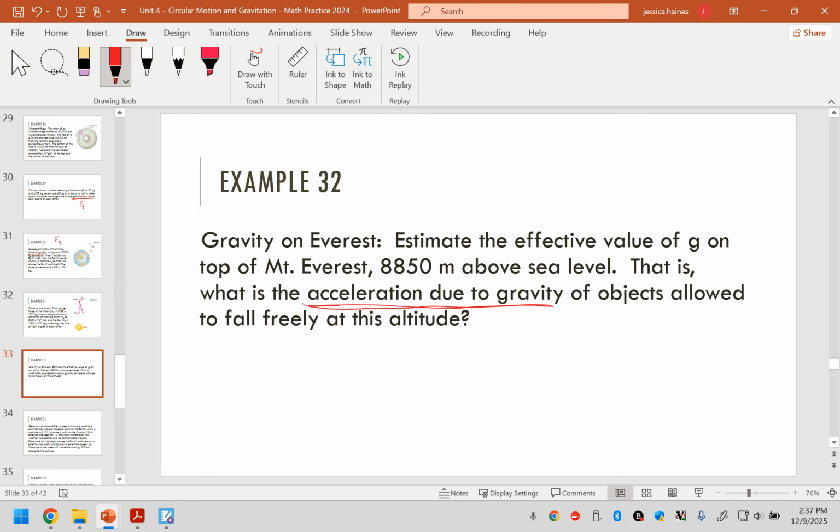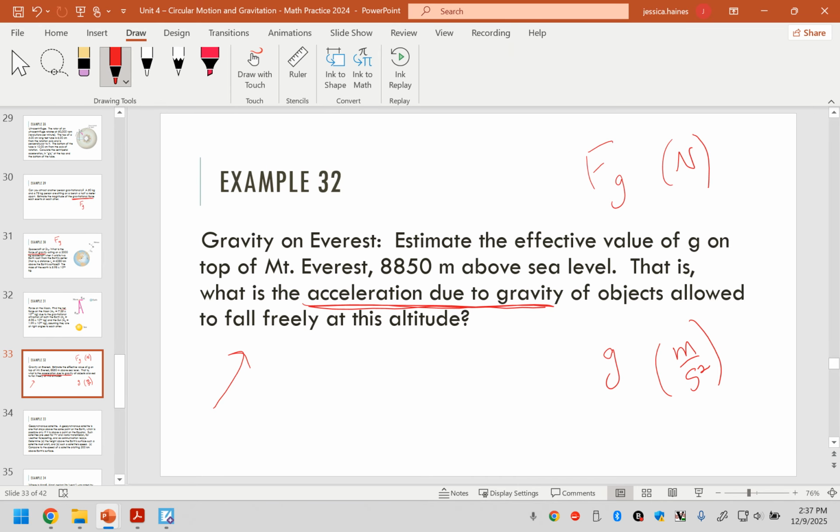So acceleration due to gravity, or gravitational field strength, those are little g values, not F sub g. That's a force that has units of newtons. This is an acceleration, or gravitational field strength. It has units of meters per second squared. So this problem right here, number 32, would be using the fourth equation down, the little g equals big G m over r squared.